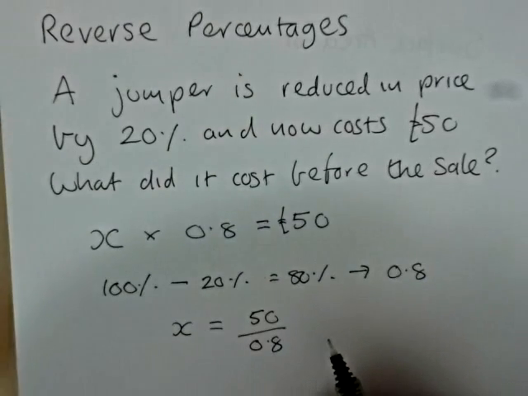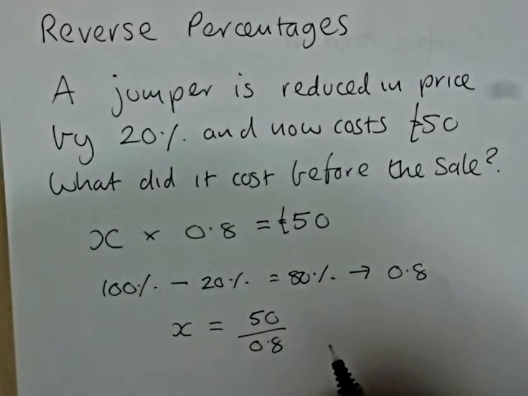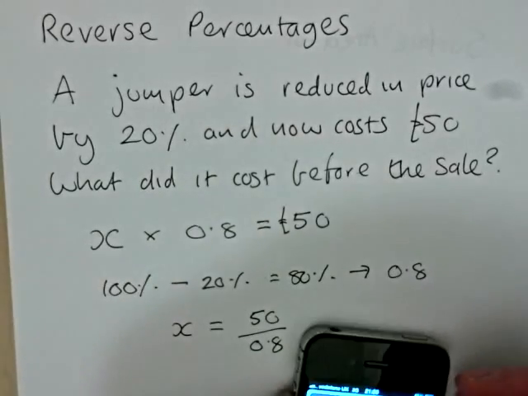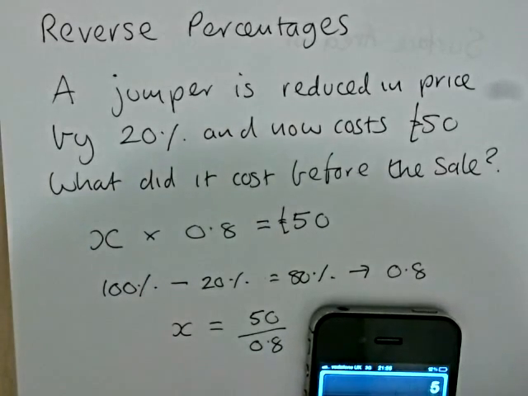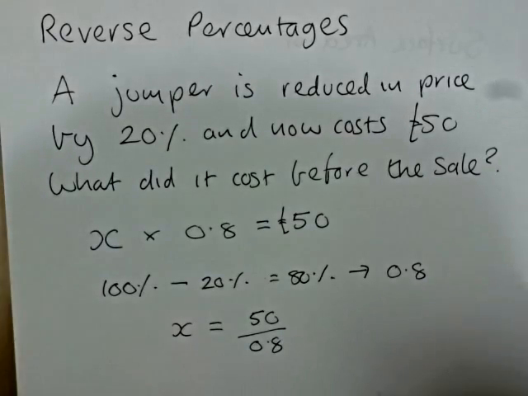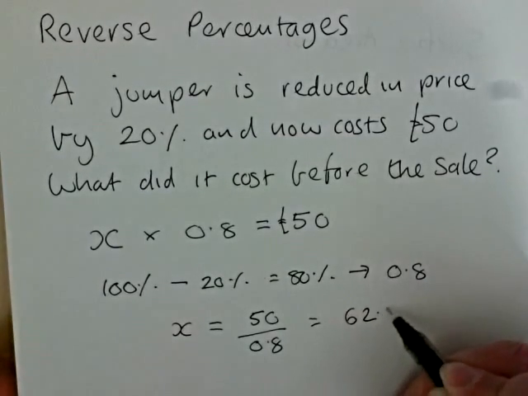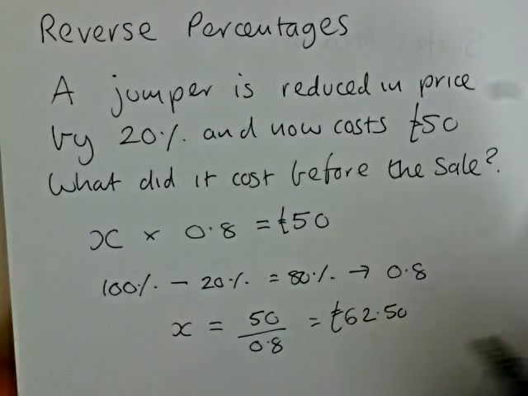So I will take my calculator to do that. So we're going to do 50 divided by 0.8. I'm using my iPhone, so it'll take a second. So I've got the iPhone ready. So we'll clear that. So 50 divided by 0.8. And it's £62.50. So that is a reverse percentage.